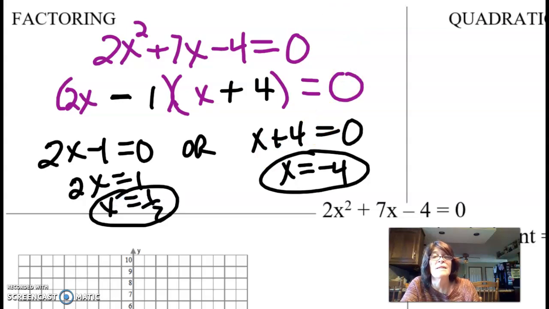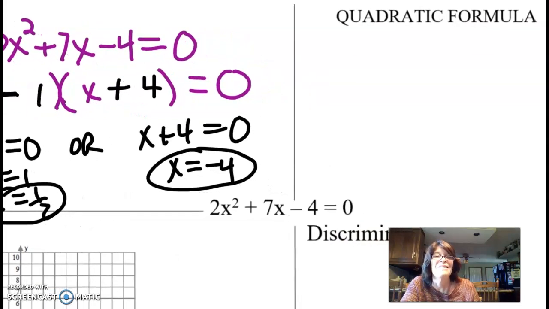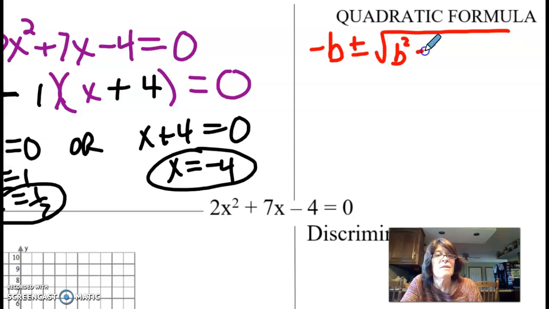The other way that you can solve a quadratic equation is by using the quadratic formula. Big question, do I have to memorize the quadratic formula? Yep, you do. You can do it. We're going to use it so much that it'll be in your memory forever. Negative b plus or minus the square root of b squared minus 4ac all over 2a.